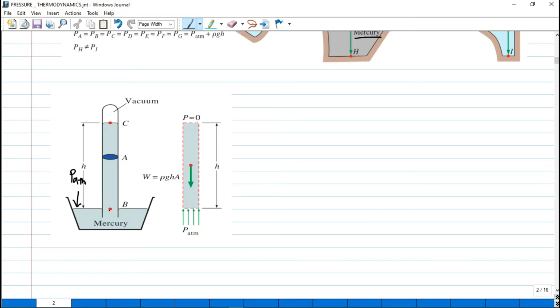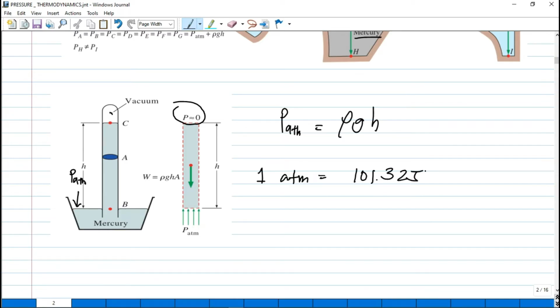The pressure here at B is equal to atmospheric pressure because they are at the same level. Then the pressure at B is equal to the pressure in this empty space. We disregard the pressure of the air inside that gap in the tube, so the pressure there is approximately equal to 0. So the remaining pressure is the pressure due to this height, so the atmospheric pressure is equal to density times g times h. Our atmospheric pressure at sea level is measured in atmospheres. So 1 atmosphere, 1 atm, our standard atmosphere, is 101.325 kilopascals.